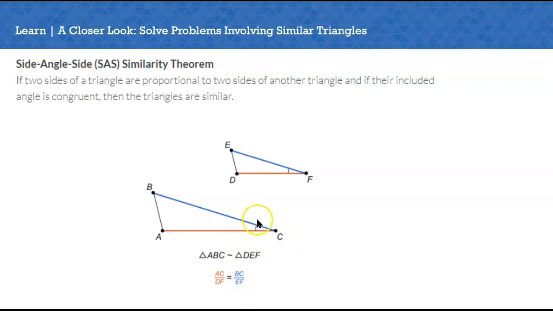In addition, because the orange line is connected with this angle right here to the blue line, this angle has to be the same measure as this angle. So it has to be the same number of degrees as this angle in order to use this side-angle-side theorem. So let's go ahead and get started.